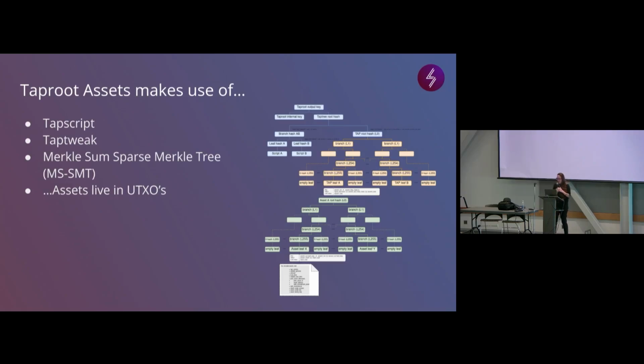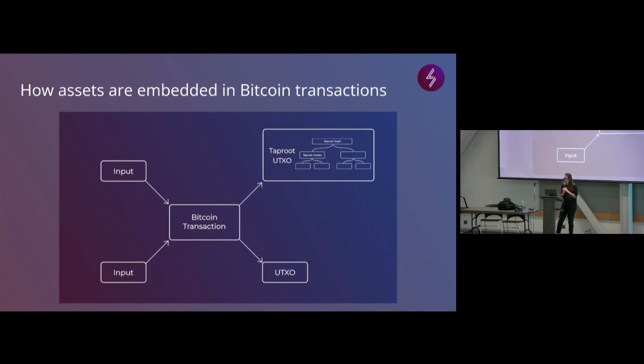And sometimes it's helpful to think about it in the sense that Taproot assets live in UTXOs, right? They get embedded in a UTXO. So this is what a Bitcoin transaction looks like in my head, right? We have inputs, and then in the middle, we have this unlocking and relocking that happens, all this validation that happens on Bitcoin nodes. And then you have these outputs, which come out of this transaction.